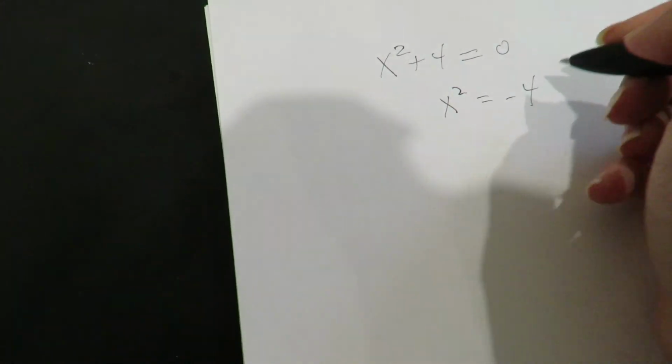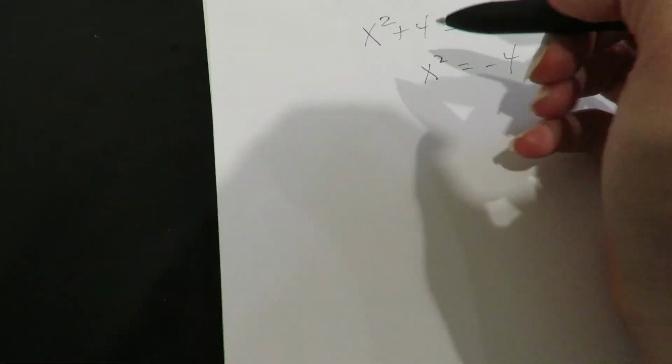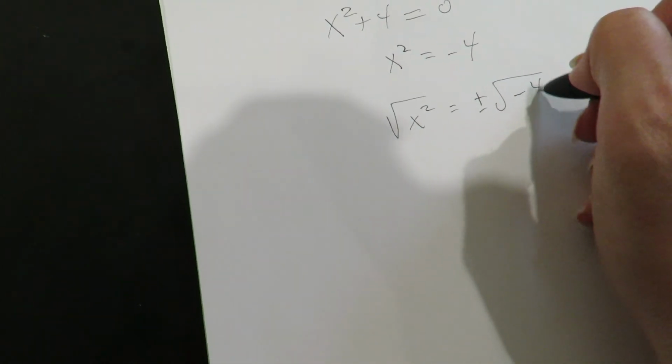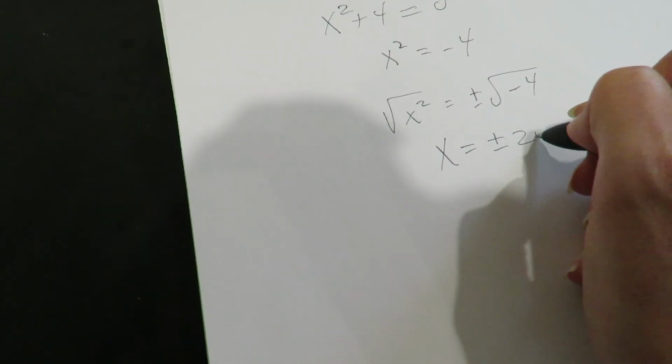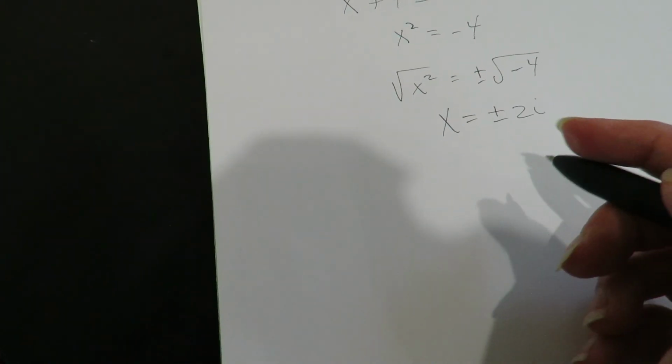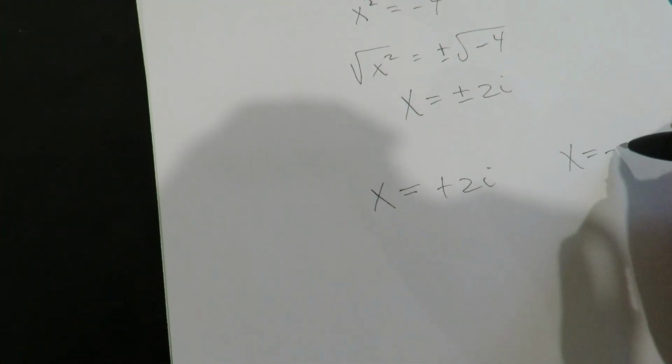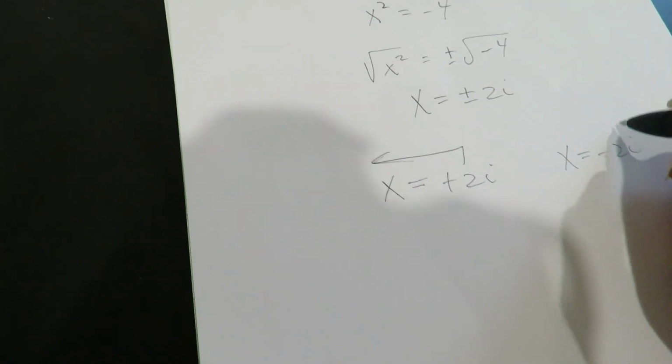I'm going to use the square root method, which means I isolate the square. I'm going to take the square root of both sides. So x is going to be plus or minus 2i. Now that's two things. You've got a positive 2i and a negative 2i. And remember, in factored form, you have to push that to the left.